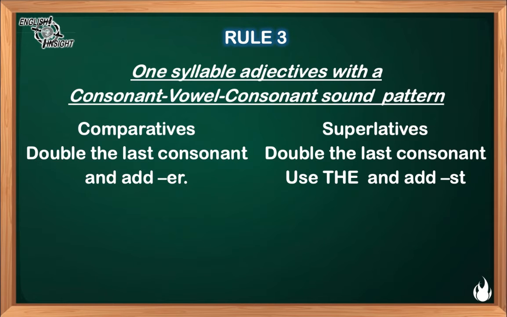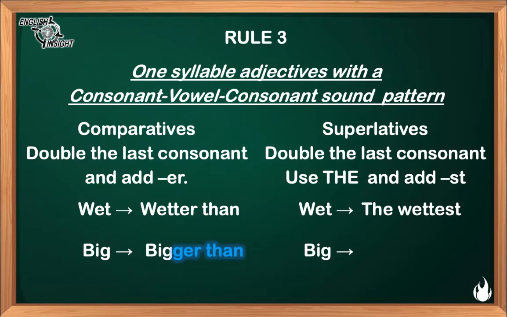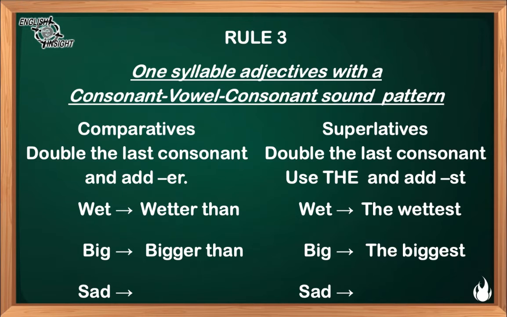Rule number 3. When we have a one-syllable adjective with a consonant-vowel-consonant sound pattern at the end, we do the next. We repeat the last consonant and add the letters er. And for the superlative, we use the article the plus the letters est. Wet, wetter than, the wettest. Big, bigger than, the biggest. Sad, sadder than, the saddest.